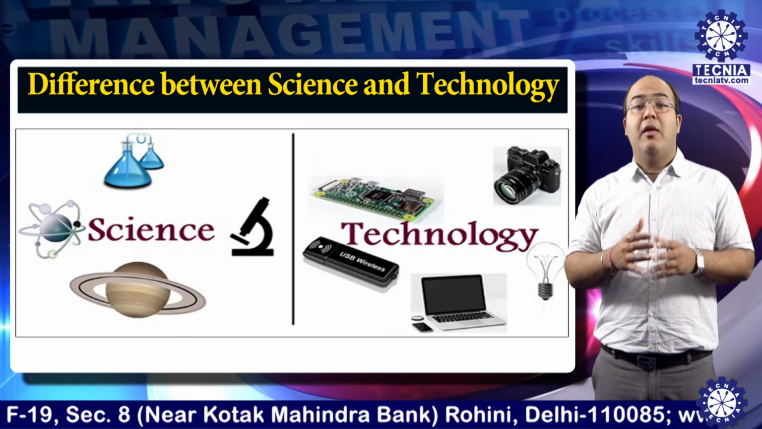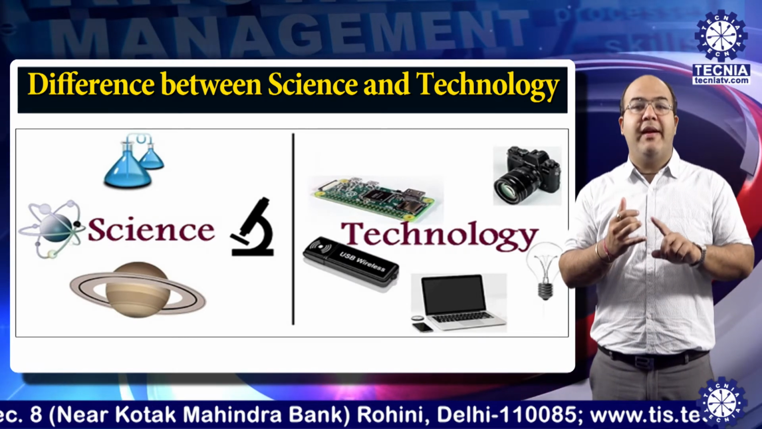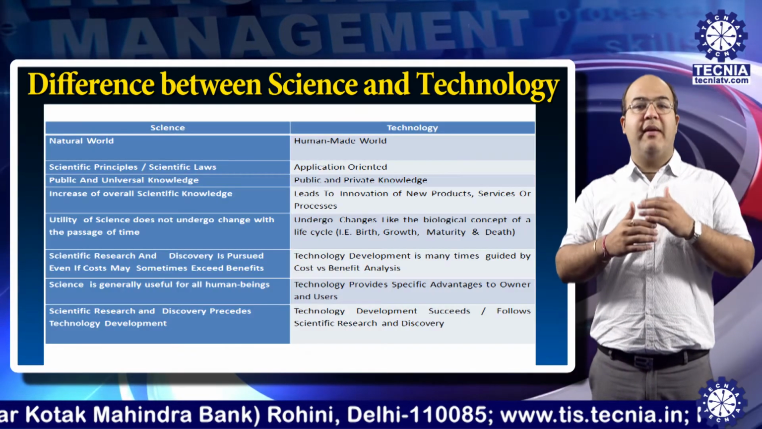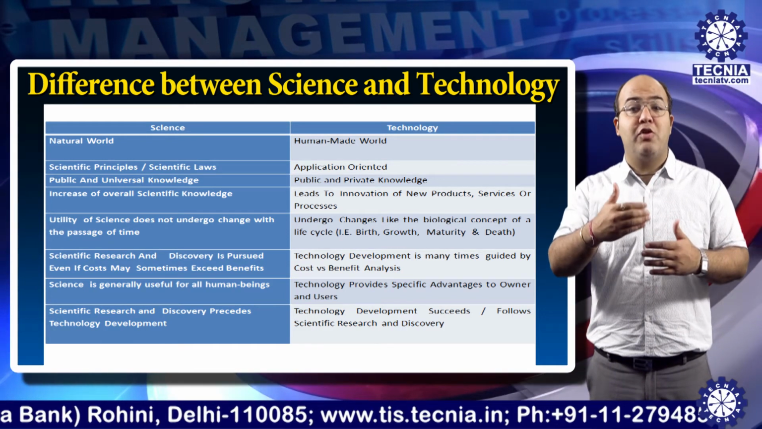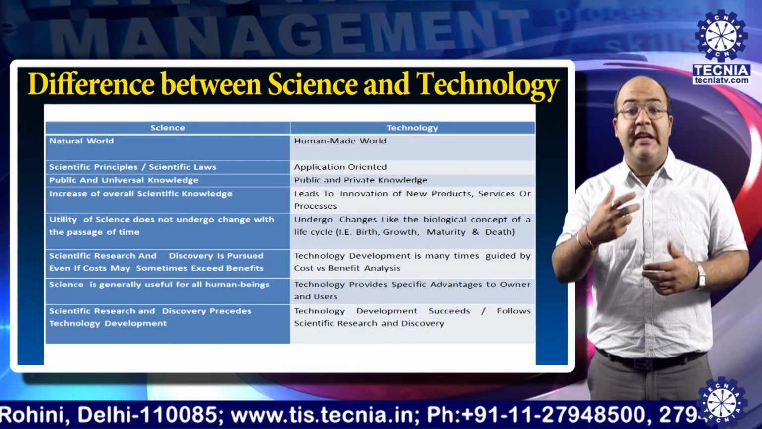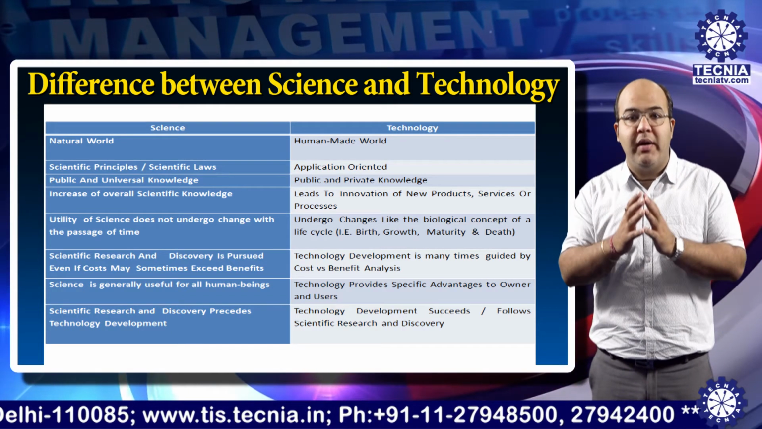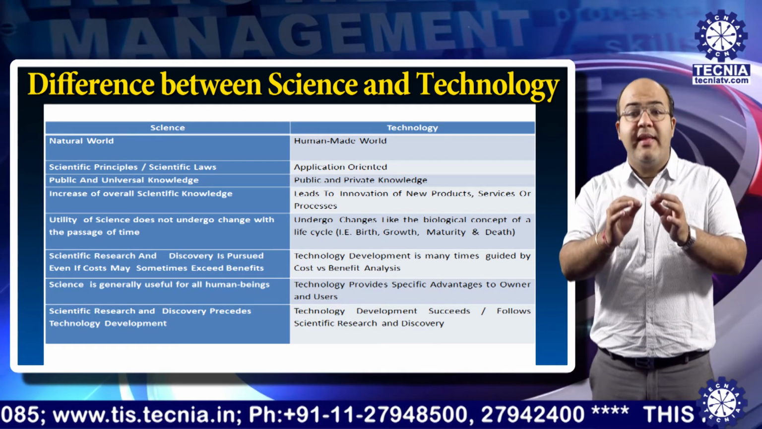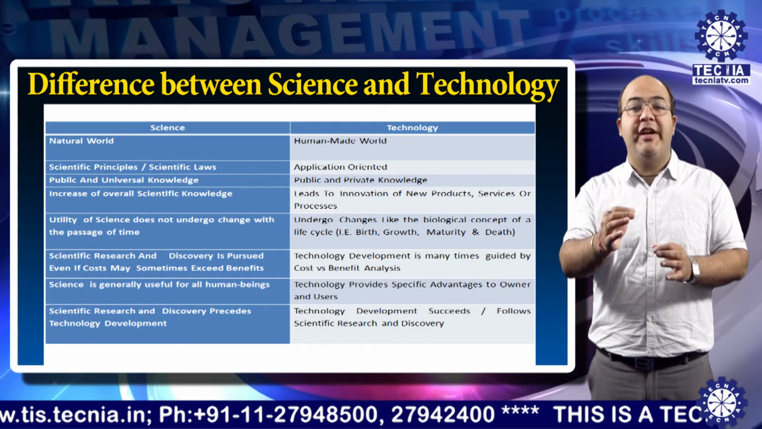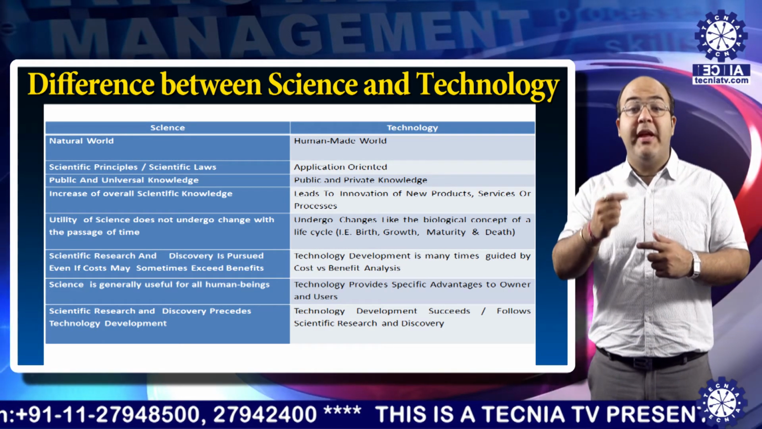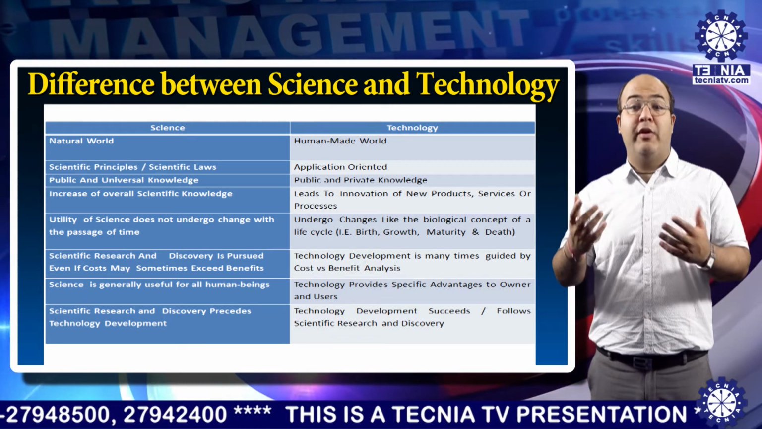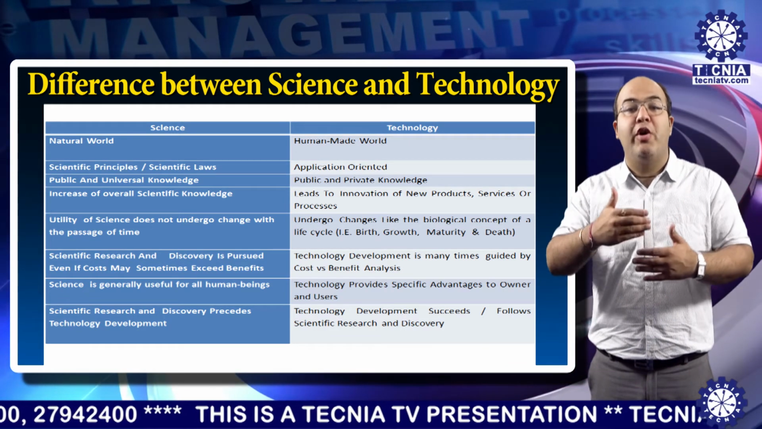Now we will discuss the differences between science and technology. We will discuss one by one. The first difference is that science largely deals with the natural world, while technology largely deals with the human-made world. The second one is that science mainly focuses on understanding scientific principles or scientific laws. Technology mainly focuses on doing, for example, it is application oriented.